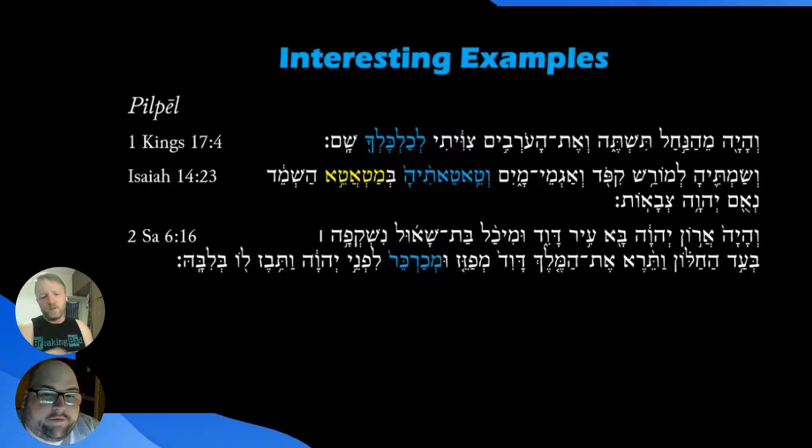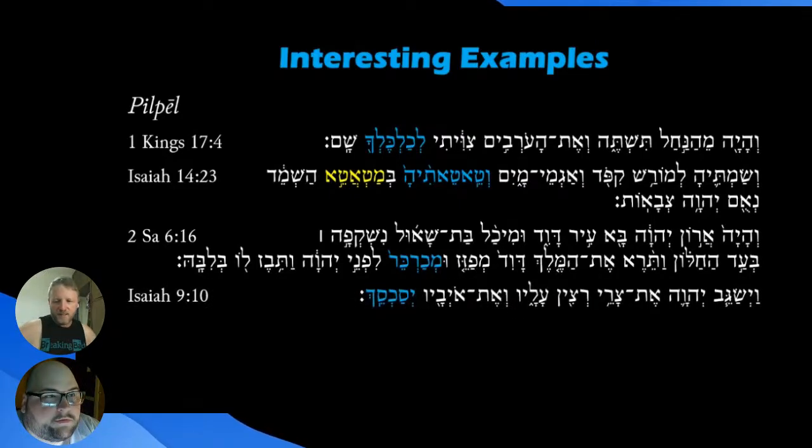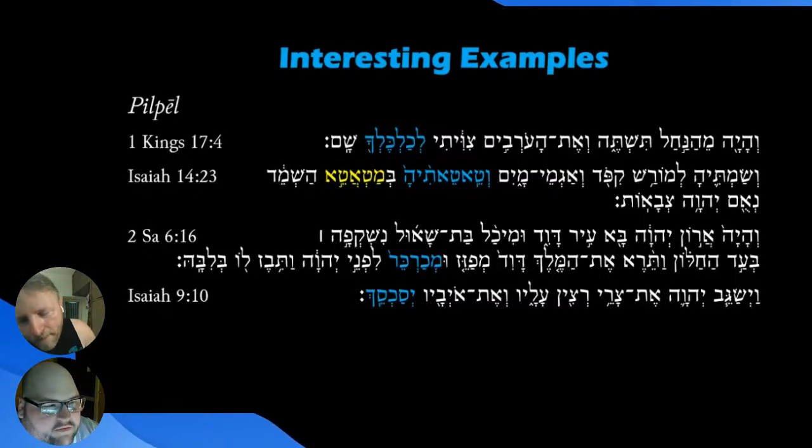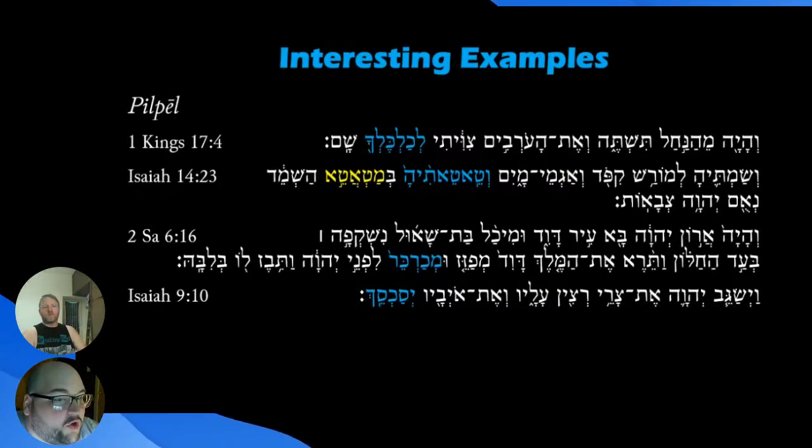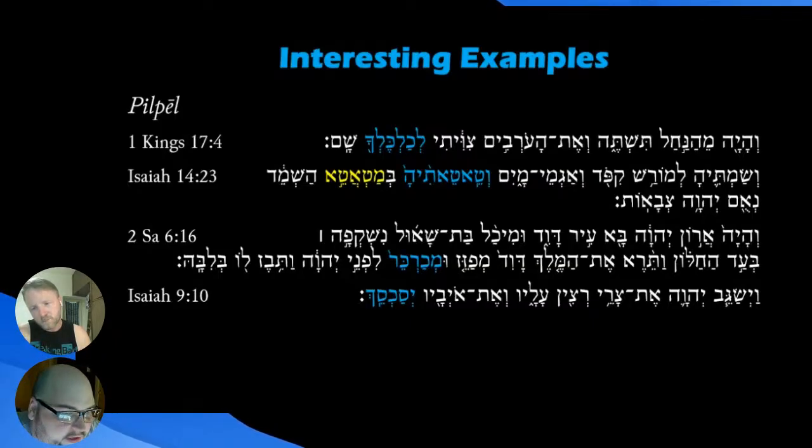Welcome back. Okay, we've got another one, Isaiah 9:10. What do we got there? That is a pilpel. Well, pilpel. Okay, read Isaiah 9:10. "Vaisageg Adonai et sare resin alav ve'et oivav yesachsek."